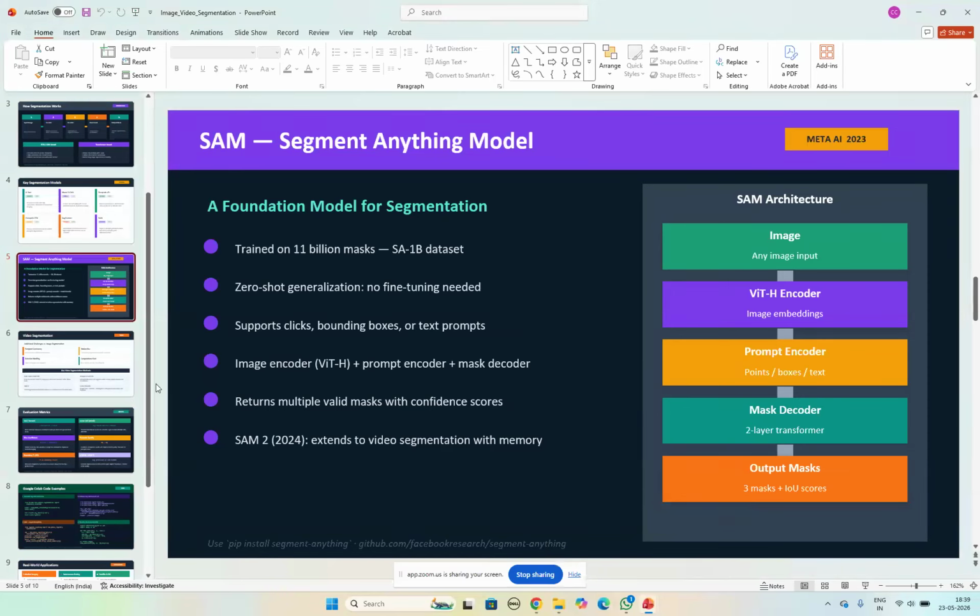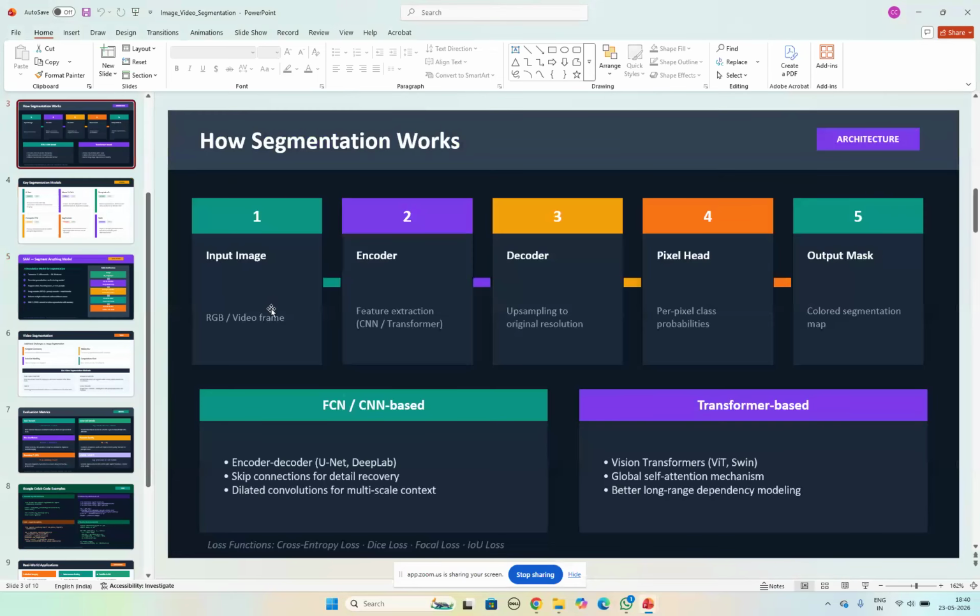Last class we were seeing about image segmentation. Can anyone revise what we had learned in image segmentation? Anyone? So we had studied segmentation a little bit, right? Can anyone briefly explain what we learned for image segmentation?